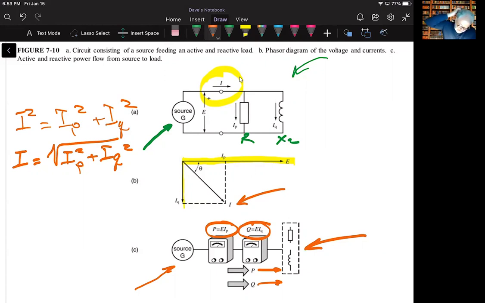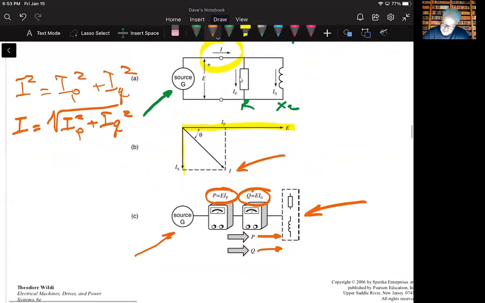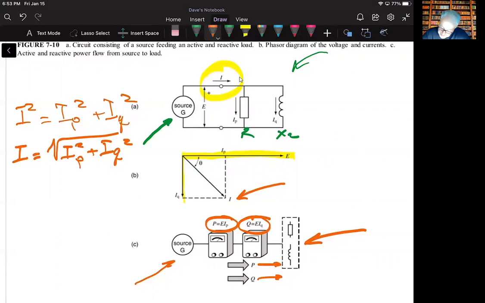All right, if we connected an amp meter here, and he doesn't show it, we're not going to read I sub P, or I sub Q. We're going to read the sum of those. And so, if we're supplying circuit protection for this, we have to account for the reactive current and the active current in the circuit. We have to do that as we go through here.